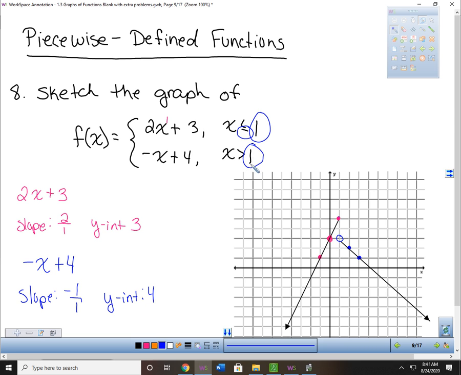So you can do the same thing here. Start at 1. -1 plus 4 is 3. 1, 3, but it's open. And then pick numbers that are bigger than that. 2, 3. Get your dots so you can plug it in. So if you have an equation that's not linear where you can just do the y-intercept and the slope, then you can plug in numbers instead.